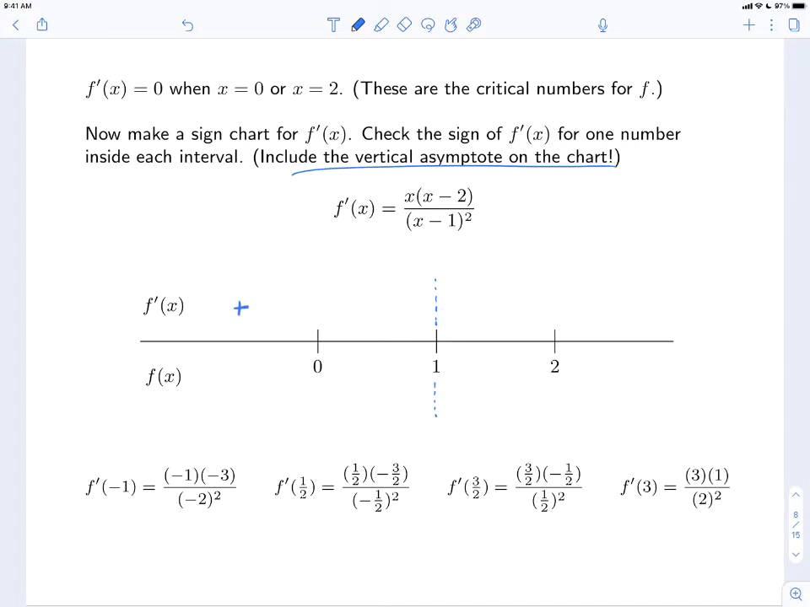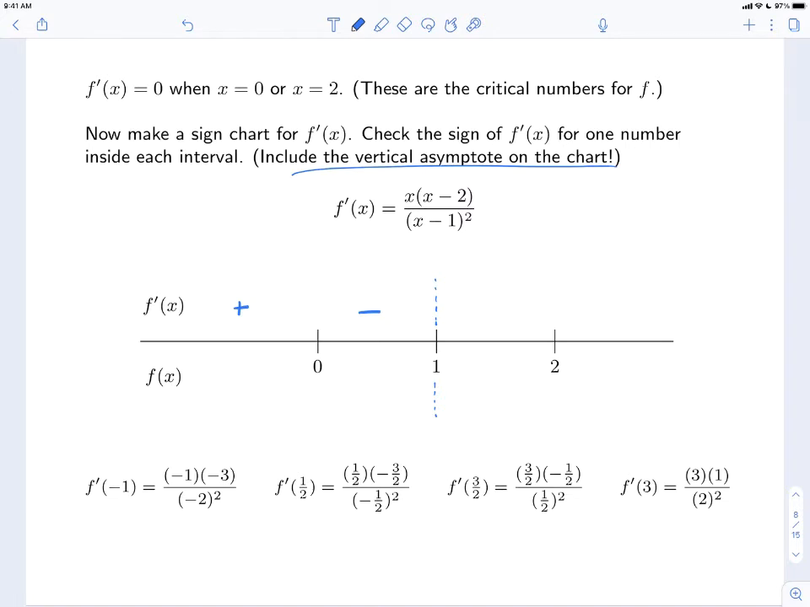Now on the second interval, from 0 to 1, we pick something, say 1/2. That's convenient. So f prime at 1/2 is a positive times a negative divided by a negative quantity squared. So the denominator is always positive. And so we end up with a negative number. And again, we don't care about what value it actually is. We just want to know if it's positive or negative.